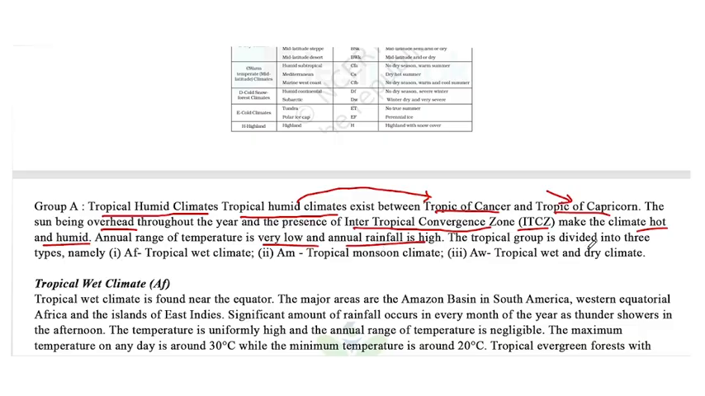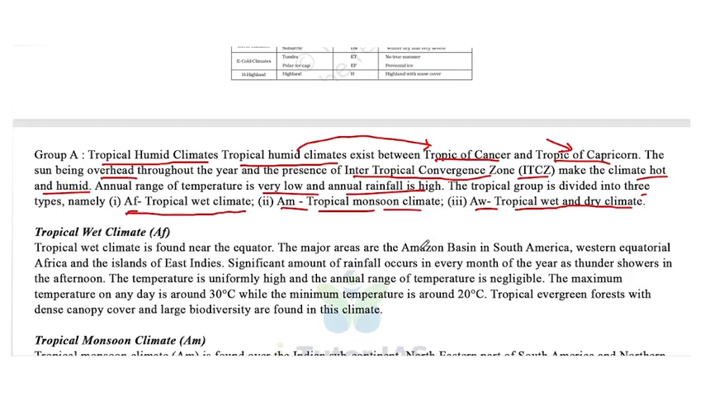The tropical group is divided into three types, namely, first one Af, tropical wet climate; second one Am, tropical monsoon climate; and third one Aw, tropical wet and dry climate. These are the subdivisions of the tropical group.